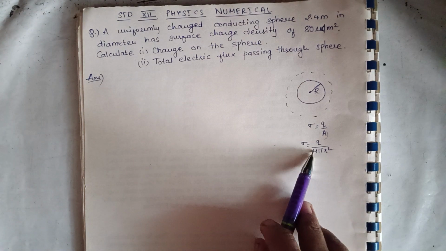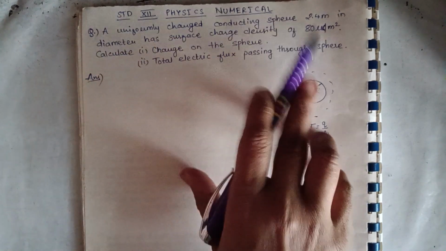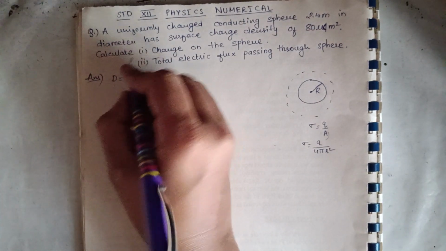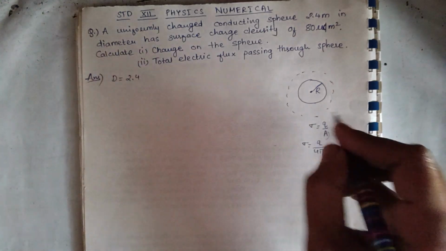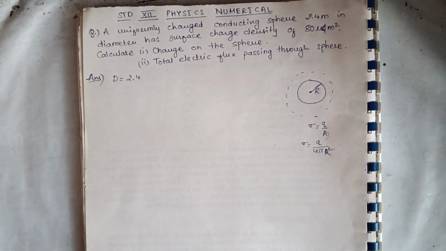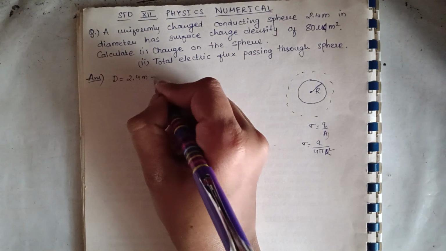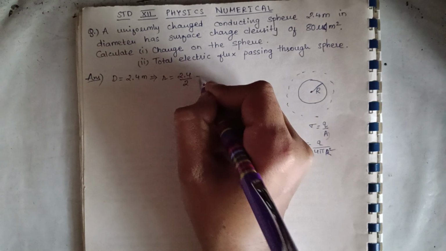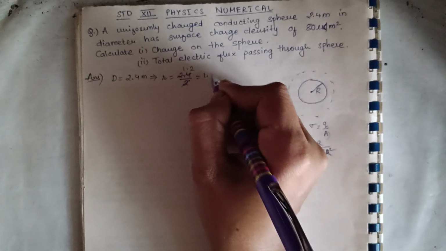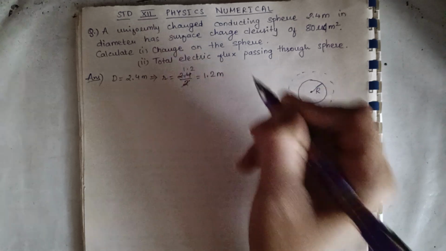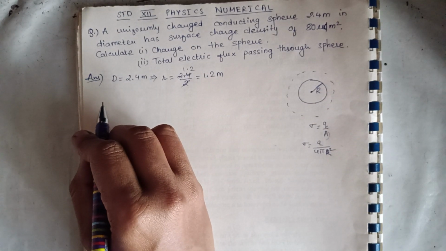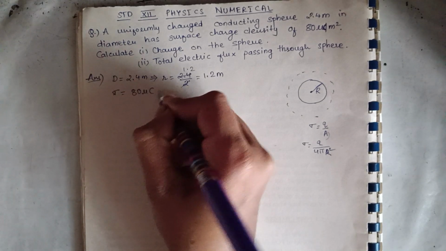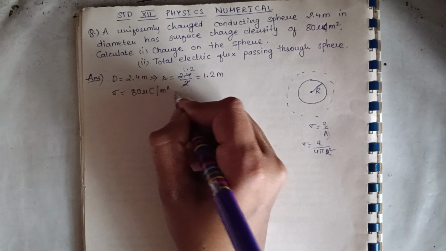Okay, so let's write what is given. Diameter is given as 2.4 meter. The radius, I'll take it as capital R, is the diameter divided by 2, so this is 1.2 meter. Then the surface charge density, that is sigma, is given as 80 microcoulomb per meter square.